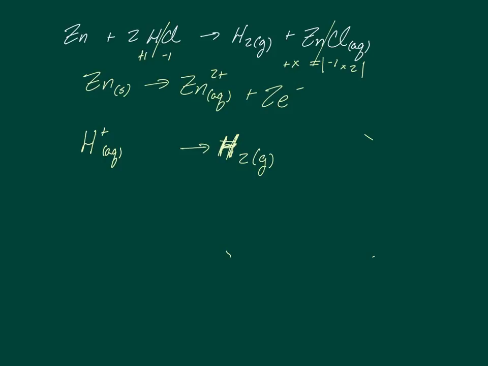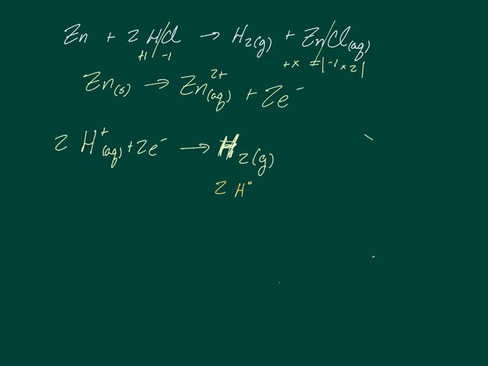Now, in order for this to happen, we have two H atoms, each with a neutral charge. So that means I started with two H ions, and they're +1. So in this particular case, it took 2 electrons to get this part to happen.